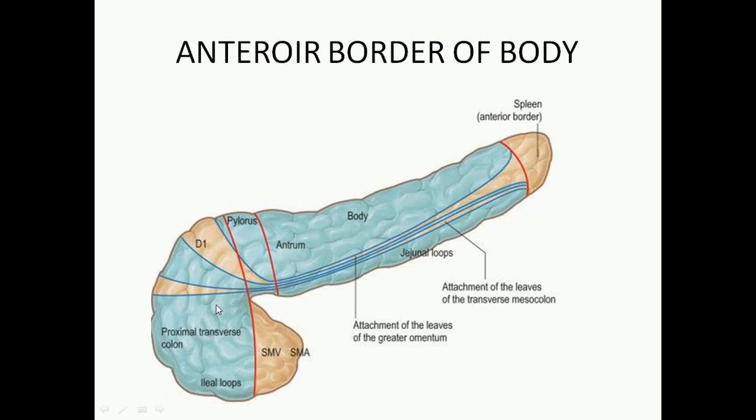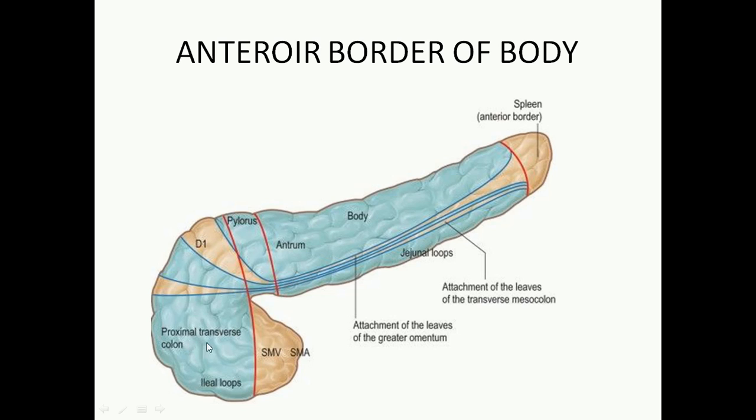which is related with the pancreas. It is corresponding itself with the superior mesenteric artery. So you see the impressions that are produced by the structures. SMA means superior mesenteric artery. SMV means superior mesenteric vein, which is seen in front of the uncinate process of the pancreas.